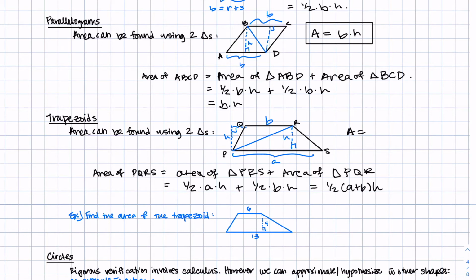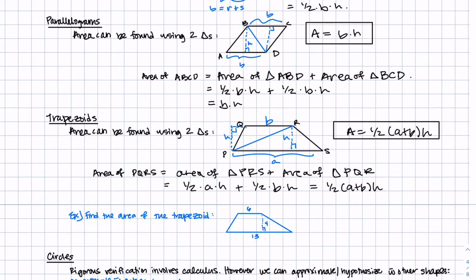So the area. So adding the two parallel bases together is what this A plus B is. And then the height is the height between those two bases.